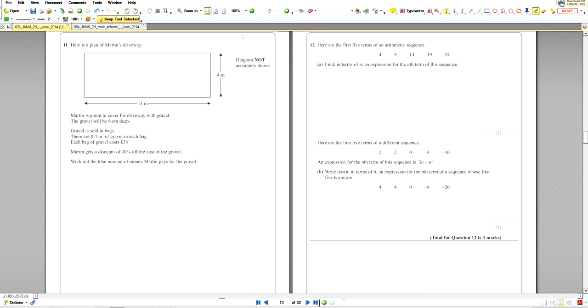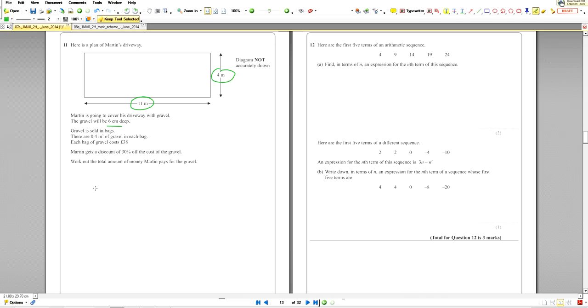Right. Question number 11. Here is a plan of Martin's driveway. Martin's going to cover his driveway with gravel. The gravel will be 6 centimeters deep, and that's important information there. So we have a length in a sense, a width, and a depth. Gravel is sold in bags. There are 0.4 meter cubed of gravel in each bag. Each bag costs £38. Martin gets a discount of 30% of the cost of the gravel. Work out the total amount of money Martin pays for the gravel.